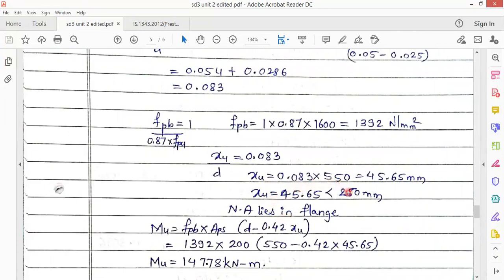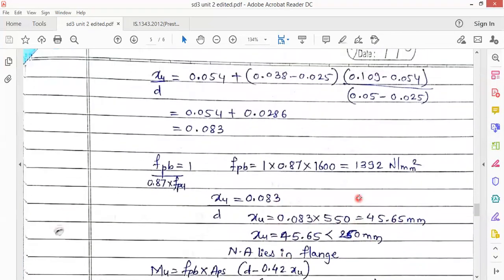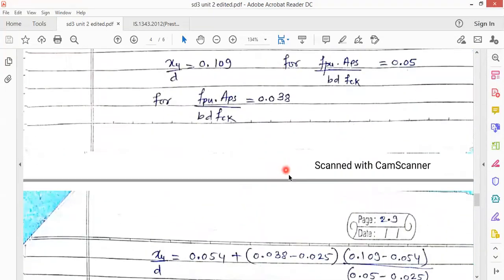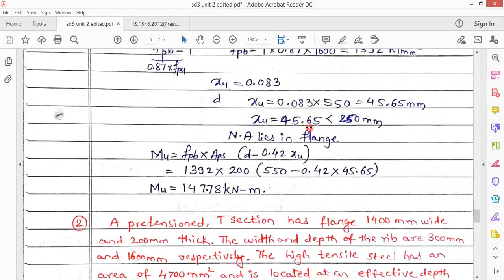What is the depth of flange? Total depth of the flange, it is 250. See here, what is the depth of the flange? It is 250. And what is the calculated value? It is 45. So it is very small. It means that neutral axis lies within the flange.